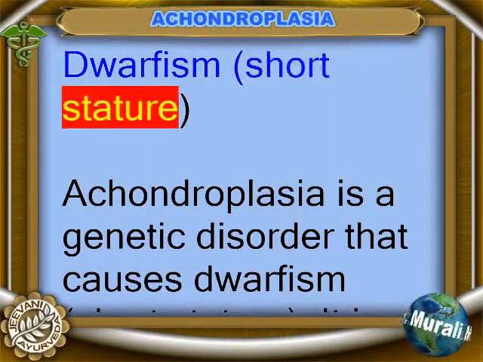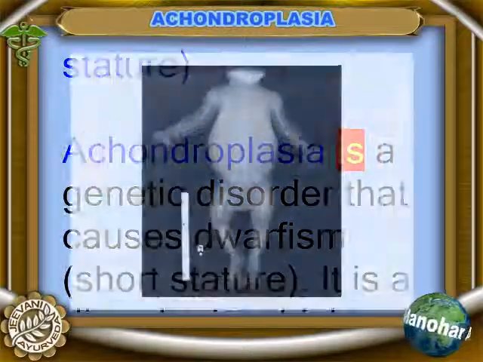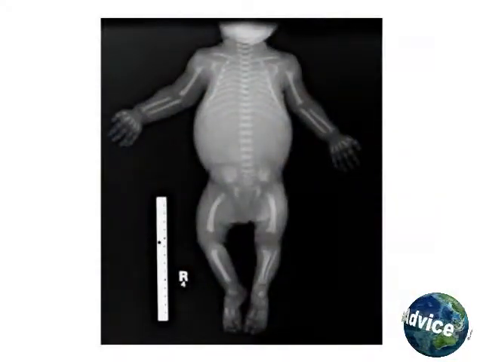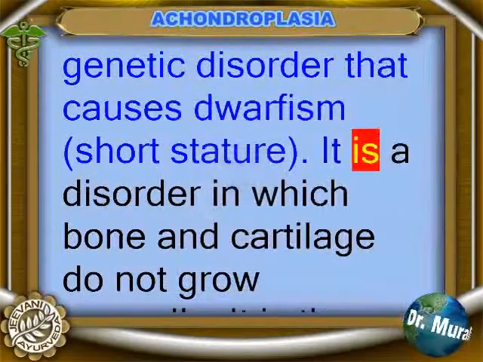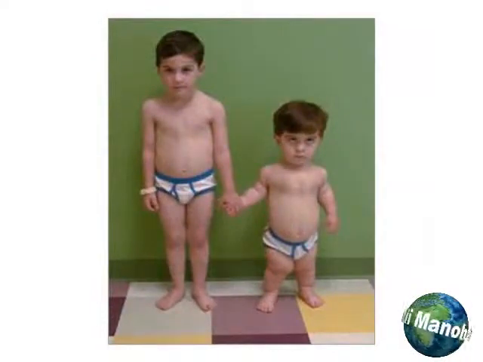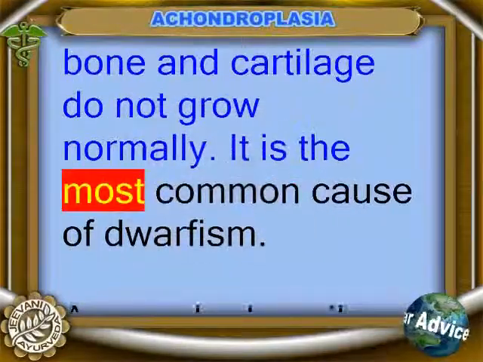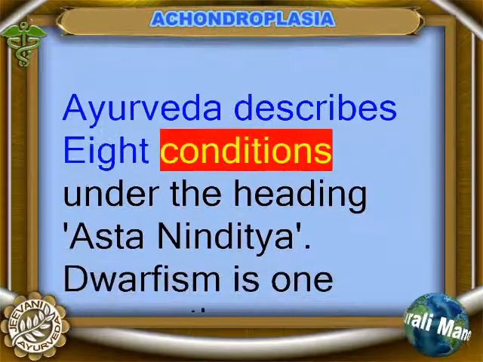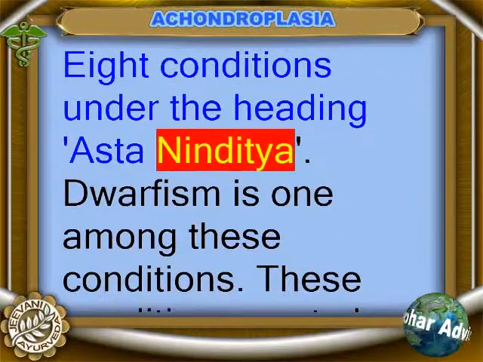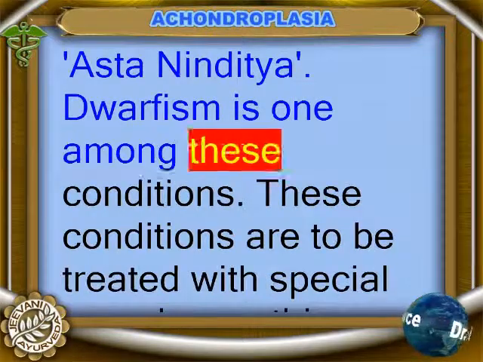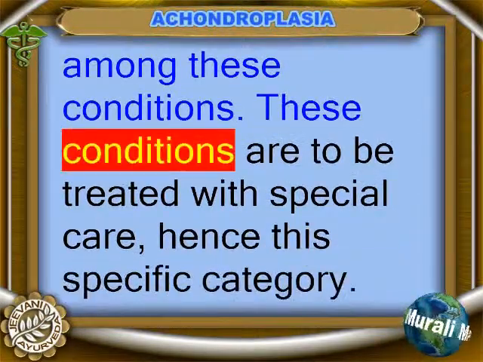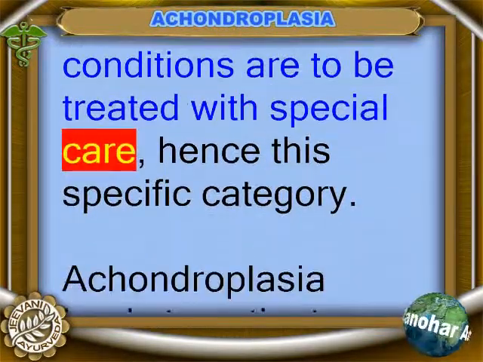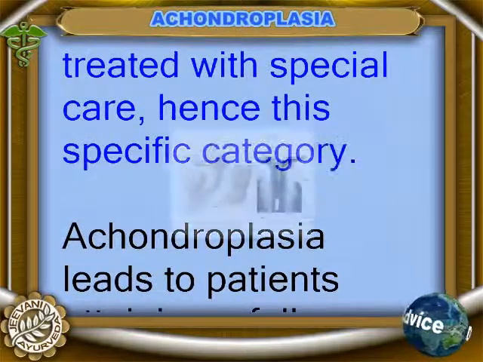Dwarfism, short stature. Achondroplasia is a genetic disorder that causes dwarfism, short stature. It is a disorder in which bone and cartilage do not grow normally. It is the most common cause of dwarfism. Ayurveda describes 8 conditions under the heading Osteoninachia. Dwarfism is one among these conditions. These conditions are to be treated with special care, hence this specific category.